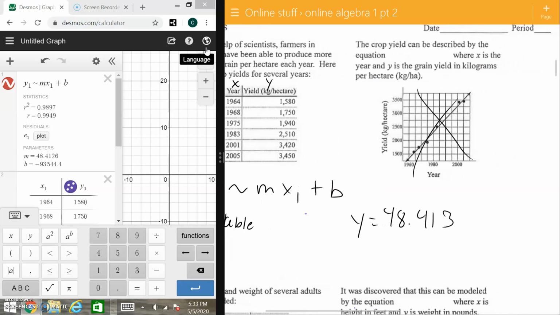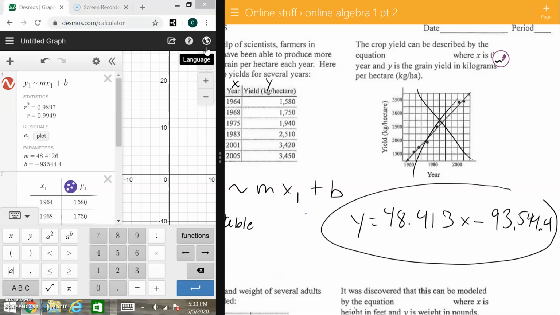So y equals 48.413x plus, well, our b is negative, so I'll make it minus, 93,544.4. So that is our line of best fit. What does that tell me? I can plug in any x, so I can plug in the year, 1964, 1968, and later units will be like, well, if this is the line of best fit, tell me what would their yield be in 2010? So you can use this to predict. And that will be a later unit. But that is all we're doing, is finding this.